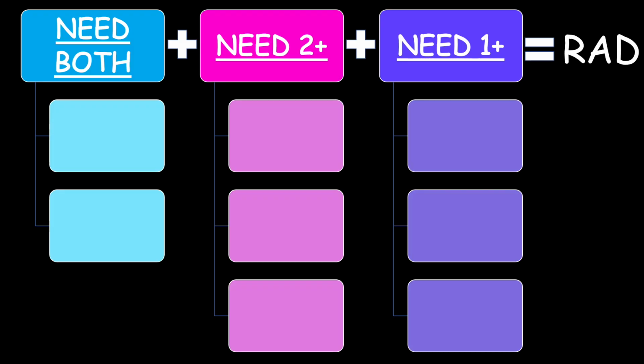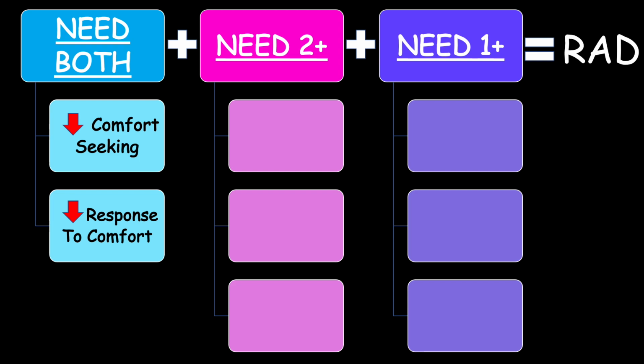DSM-5. Criterion A states that there needs to be a consistent pattern of inhibited, emotionally withdrawn behavior towards adult caregivers, manifested by both of the following. 1, the child rarely or minimally seeks comfort when distressed. And 2, the child rarely or minimally responds to comfort when distressed.